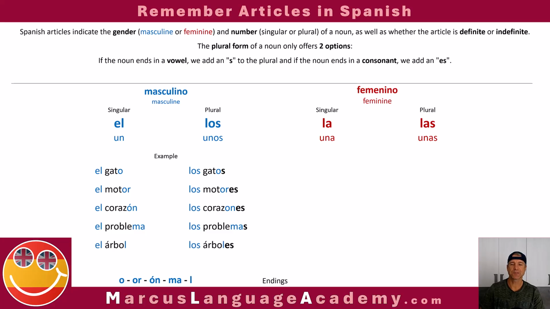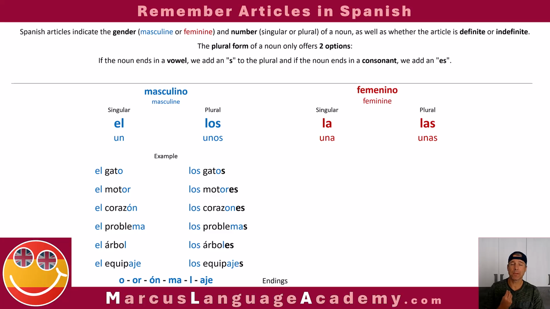Another masculine ending would be the L, like in el árbol. El árbol ends in an L, so it's masculine. It's the tree, and los árboles. And our last one would be el equipaje, the luggage, or los equipajes. When a word ends in aje, it's also masculine.